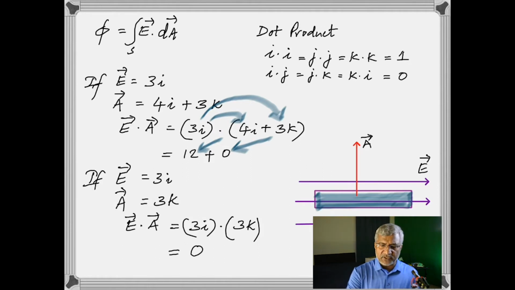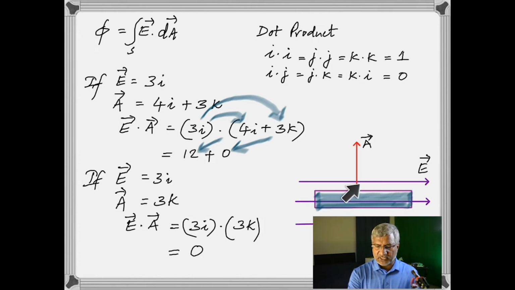Or here's another example, which is even easier. If E is 3i and A is 3k, so the electric field is along the i and the area is completely along the k, the angle is 90. So we know that cosine of 90 is what? 0. So even when you use the dot product, you get 0.